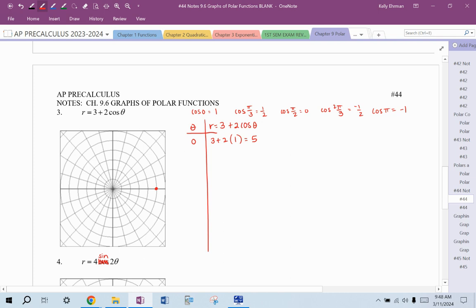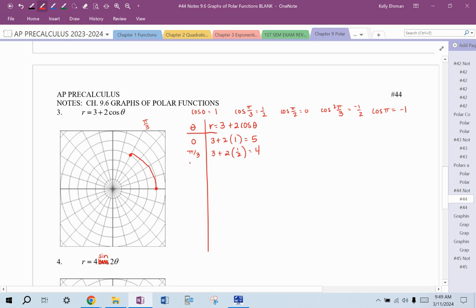All right, the next nice angle for cosine is pi over 3. 3 plus 2 times the cosine of pi over 3, which is 1/2. That's 3 plus 1, so 4. So let's see, here's pi over 3. We need to go forward 1, 2, 3, 4. So far the graph, it's hard to sketch these in the proper order, but this is like a spirograph. The graph will generate from this point, it goes up.